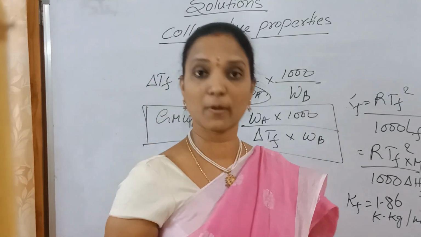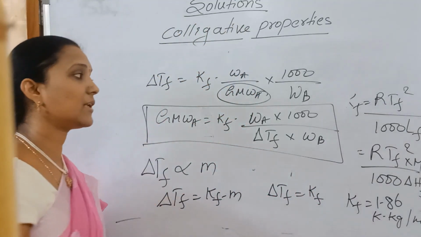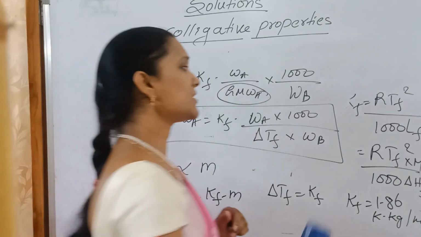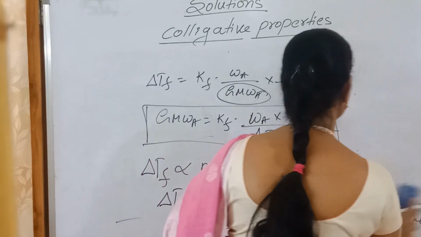So all these colligative properties are used to calculate the gram molecular mass of an unknown solute. Like this we should calculate. And what is the application? Application of depression in freezing point.